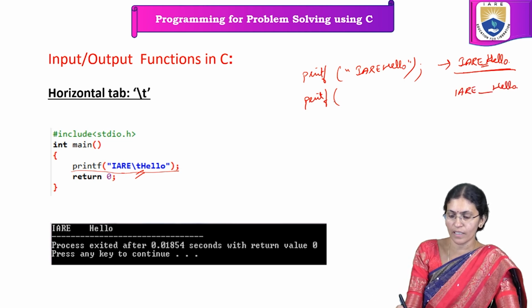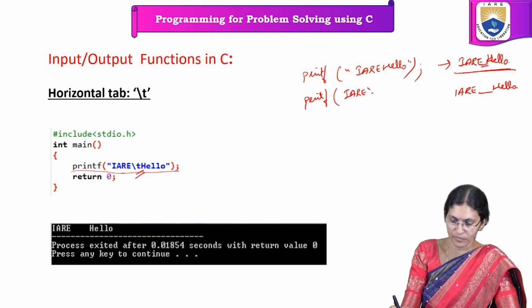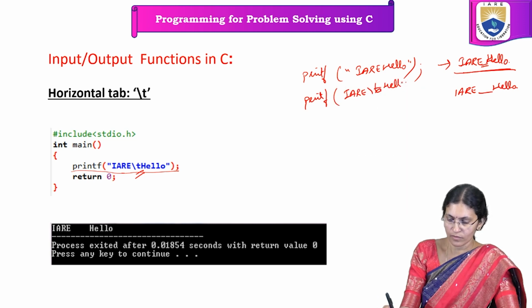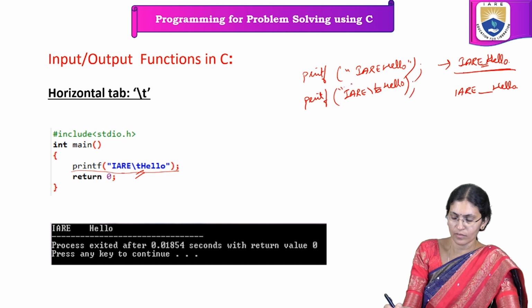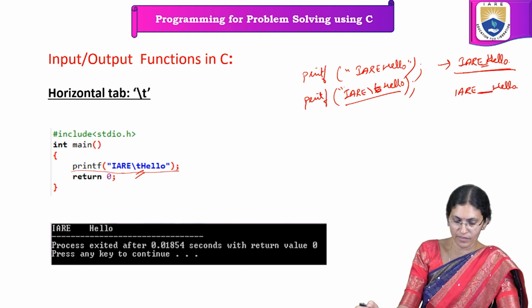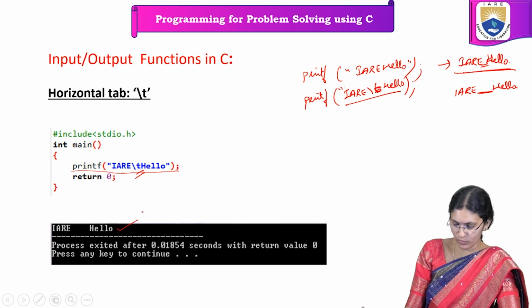So that is done with the help of this \t. So this is an escape sequence T. After that, \t introduces space in the text here. So output of this will be IARE hello. So this is the output.